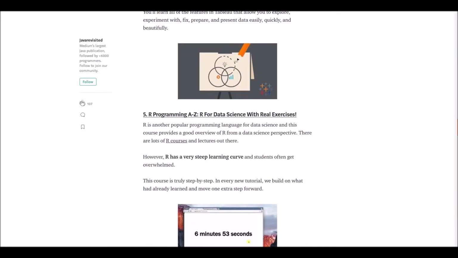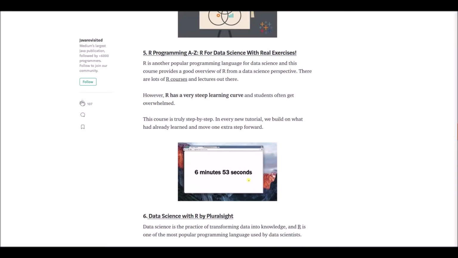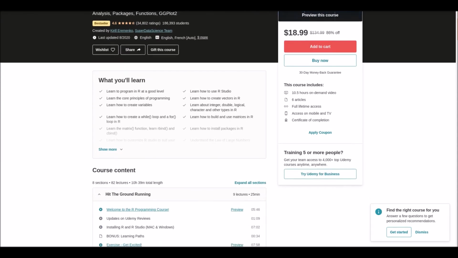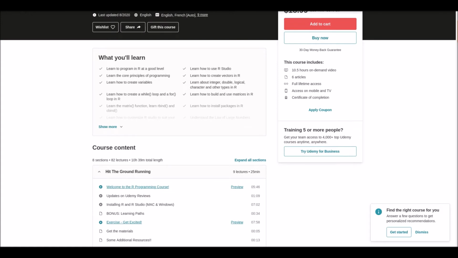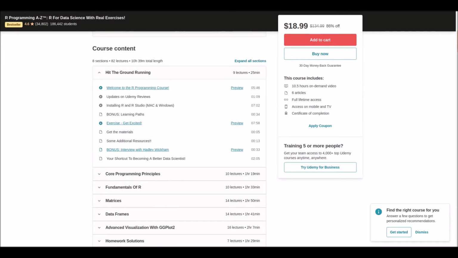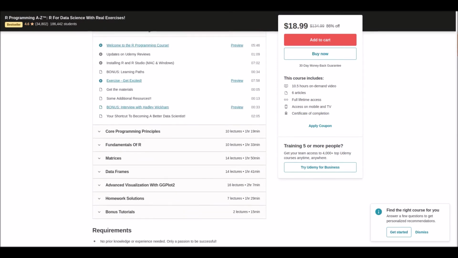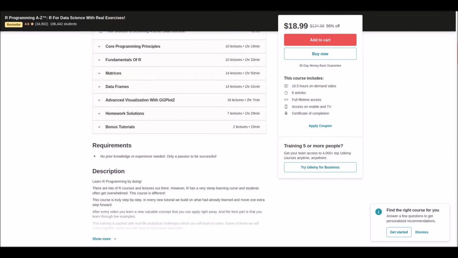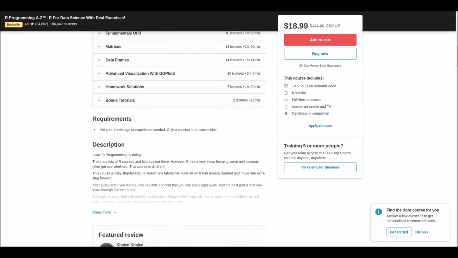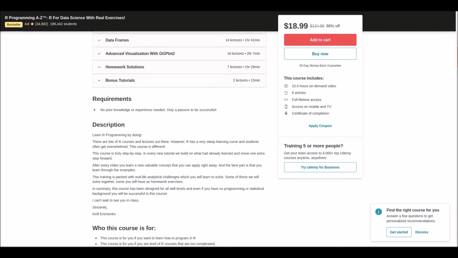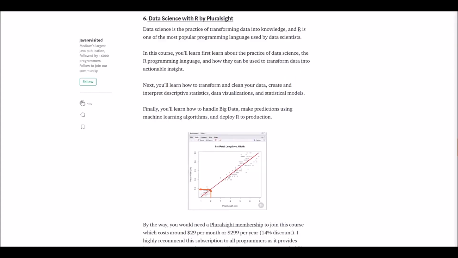Number 5. R for Data Science with Real-World Exercises. R is one of the popular, well-known languages among data scientists. So, learning R will be a plus point on your CV. This course provides a good overview of R from a data science perspective. However, there are a lot of other courses and lectures out there, but I am not saying those are bad. I think learning R from a data science perspective will be very beneficial to you in future as a data scientist. Since this course will guide you step by step in an efficient manner, this will be the best course for you. So, don't wait, click the link. Learn R and put R on your CV. Let's check the next course.